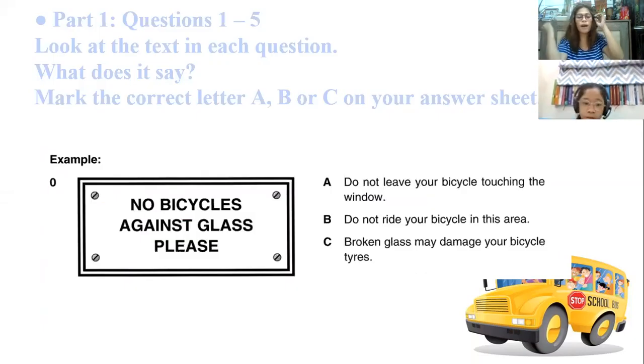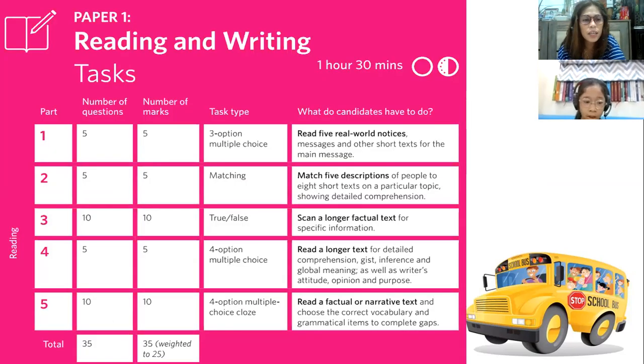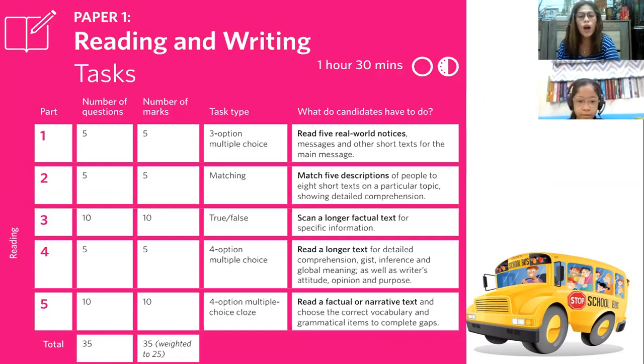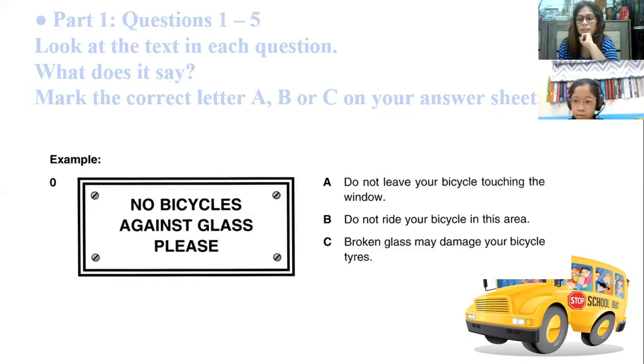So questions 1 to 5. We are here in reading and writing. You will have a test, the same as with the listening. You also have a task to do. In reading, you will read, and of course, you will write. Do you know how to write in the computer? If I write in the screen, I cannot do anything, but I write in my own computer, I will write it. So we have here in part one, questions 1 to 5.